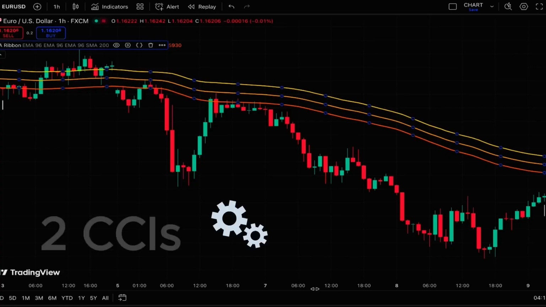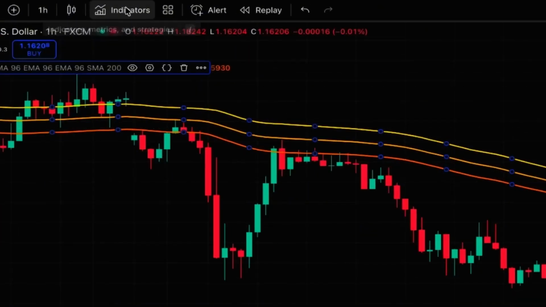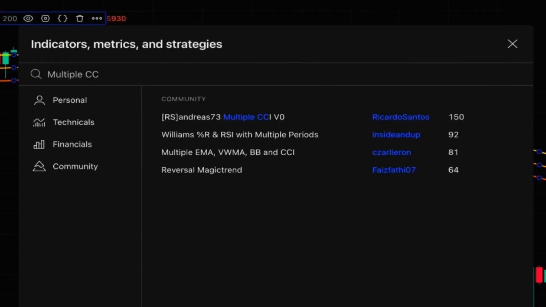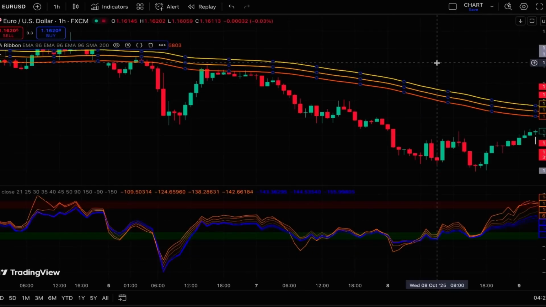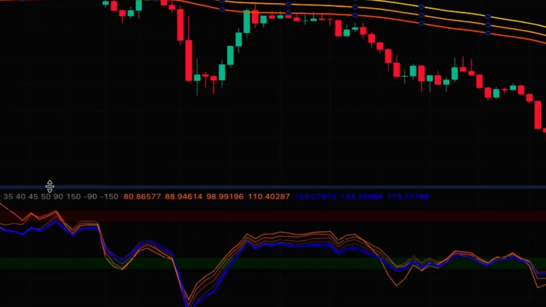All right. We're done with the settings of our moving averages. And now we need to add 2 CCIs to our price chart. So here again, we click on Indicators and we search Multiple CCI. We add this one, which is written by Ricardo Santos. All right, this indicator automatically adds 7 CCIs to your chart, but we only need 2 CCIs.